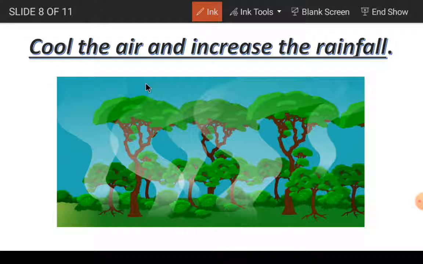Transpiration: the leaves of plants and trees release water. When they release water, the water will be evaporated. When water is evaporated, clouds will form. So that's why they cool the air and increase the rainfall.